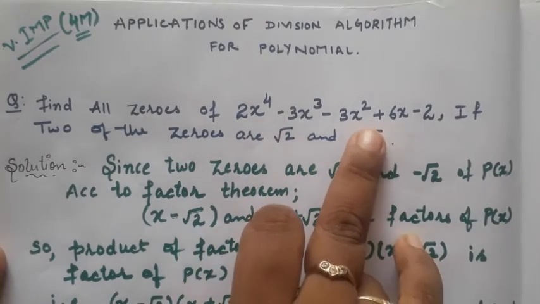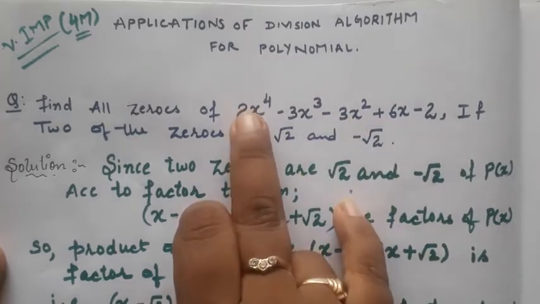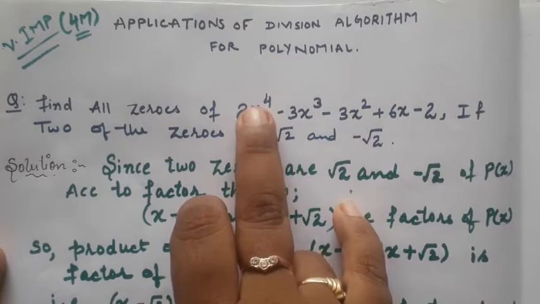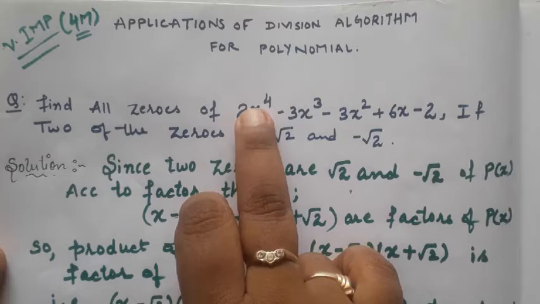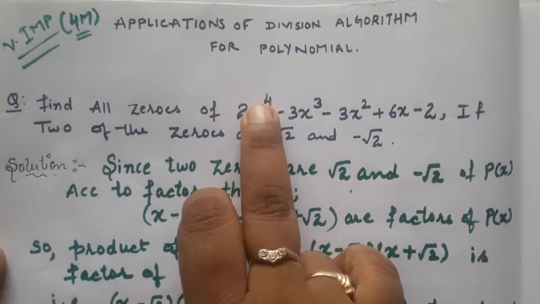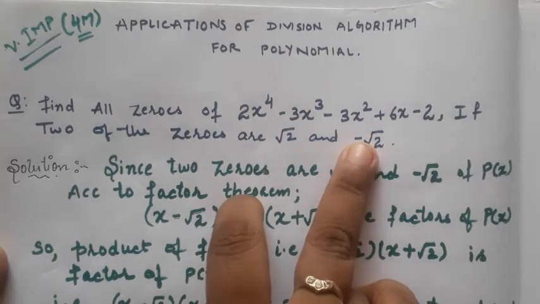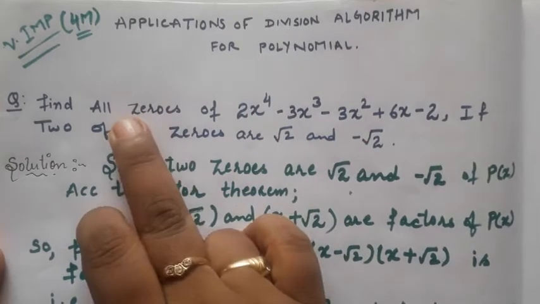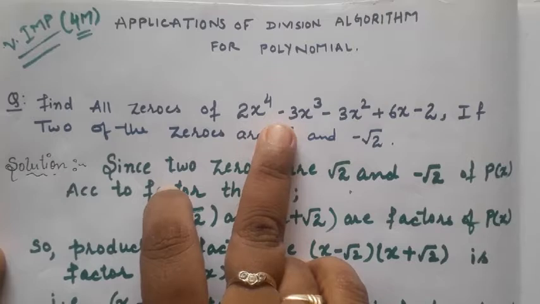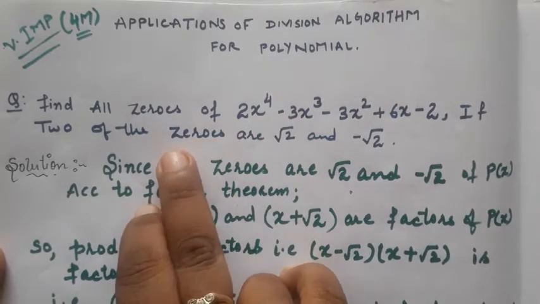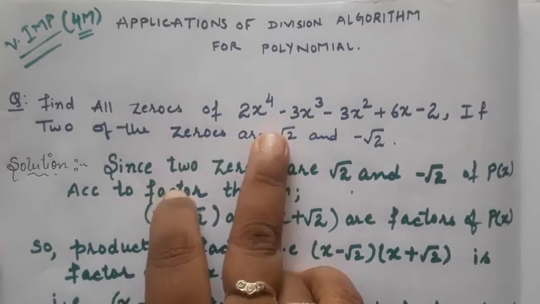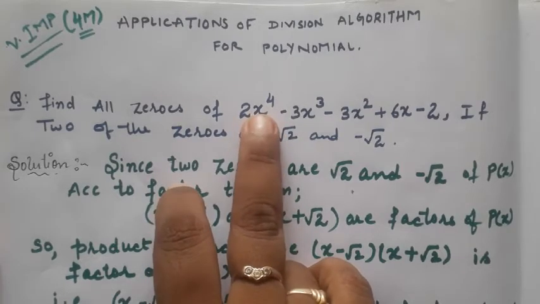First of all, please focus on this polynomial, which has degree 4. If it has degree 4, it can have a maximum of 4 zeros. 2 are already given to us, so we need to find the next 2 zeros. So here we go for the solution to find the next 2 zeros of this polynomial.